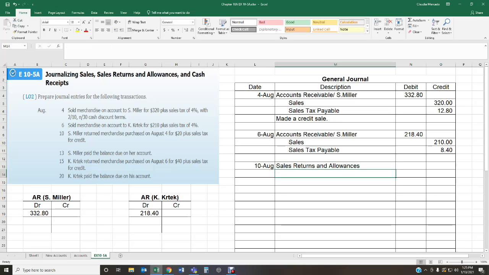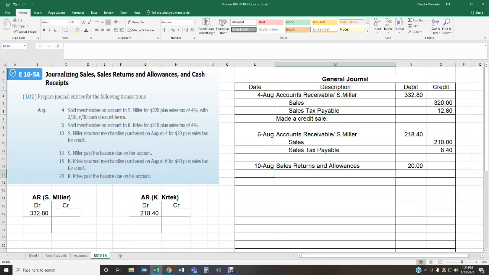Okay. How much is being returned? We are returning $20 of merchandise. It says right there, $20. Okay. Along with the $20 of merchandise, what else are we returning? Okay. When this transaction happened on the 4th, what did Miller pay? Well, Miller paid the merchandise and Miller paid the taxes. So now I need to refund Miller the portion of the taxes that he had originally paid on those $20.